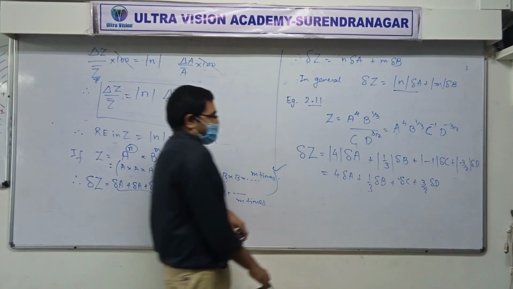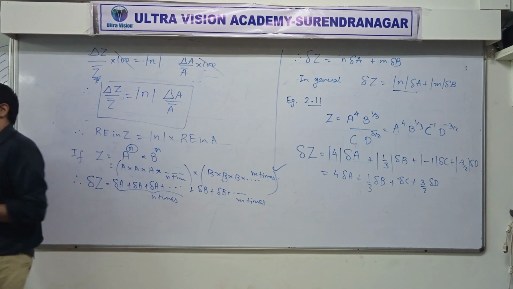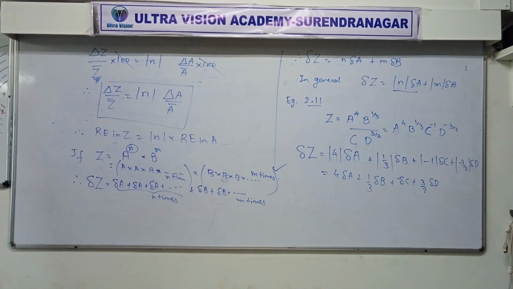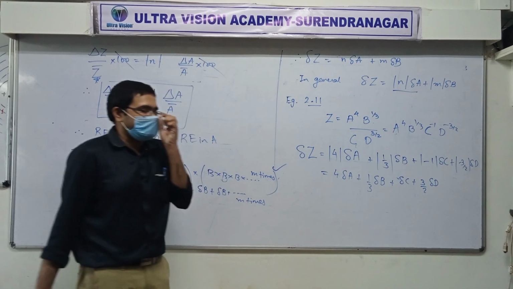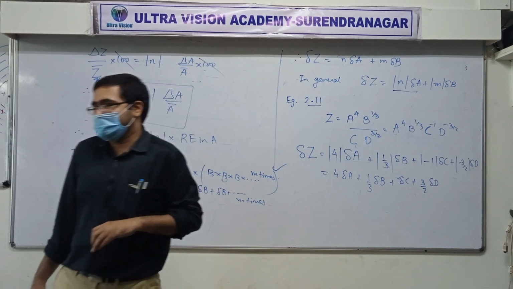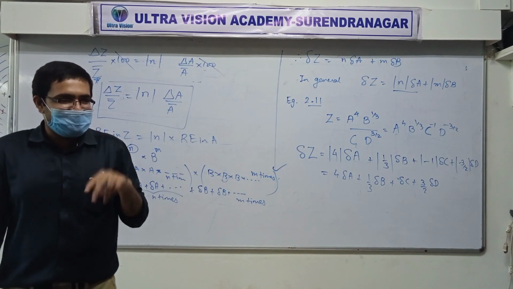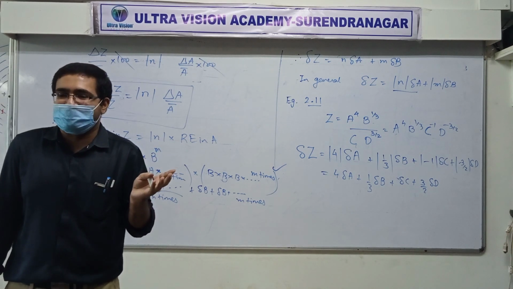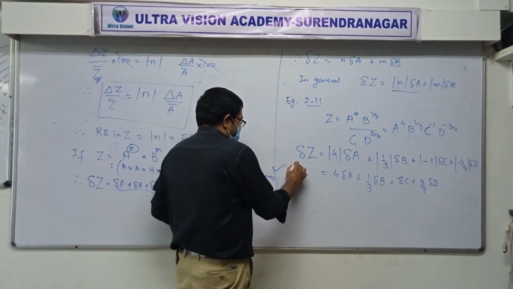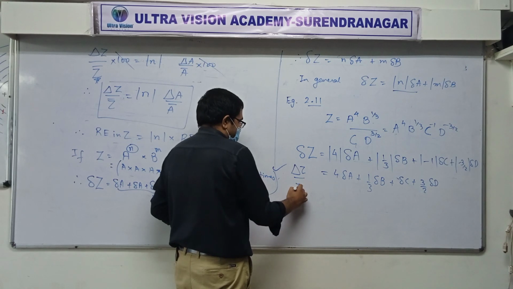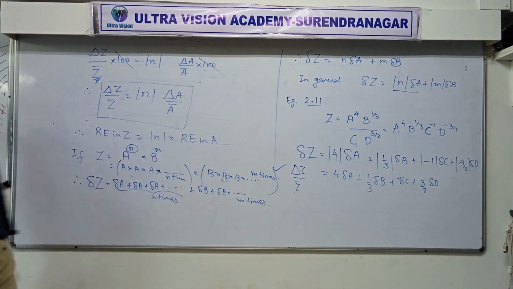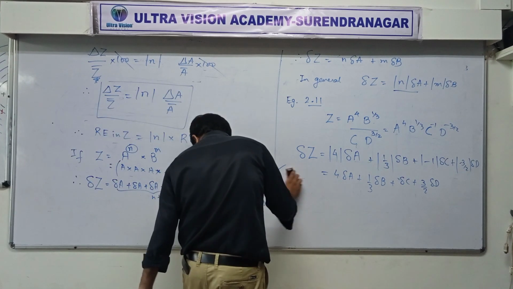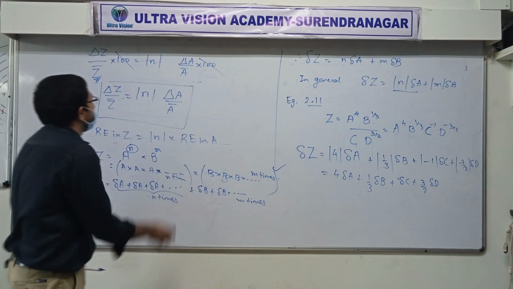But we have to find not the percentage error. Read the question. It asks for relative error. So from percentage error, can you get to relative error? What is percentage error? Relative error multiplied by 100. Yes or no? So this will become delta z by z bar. Okay, and write it in the next step. This will become delta z by z bar.